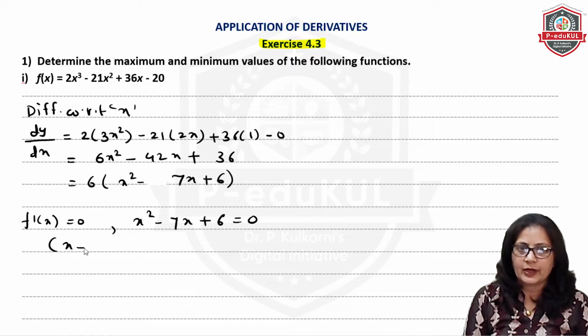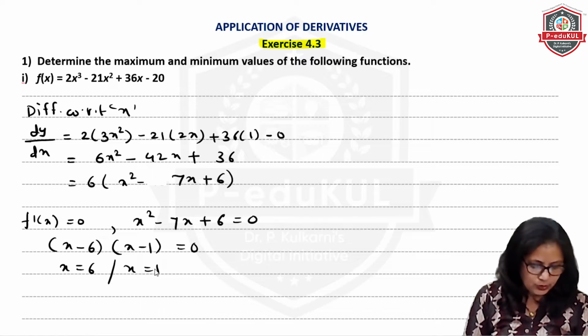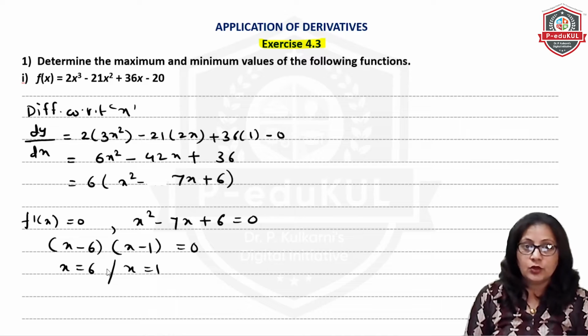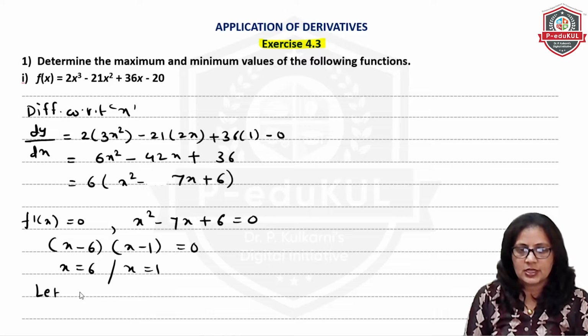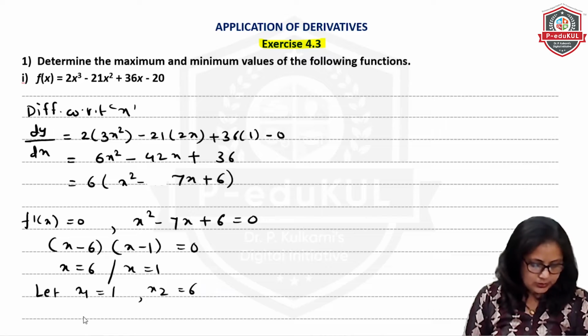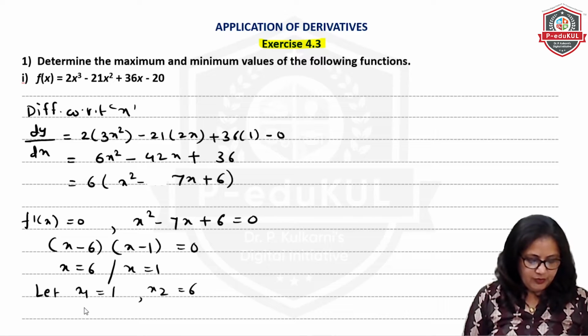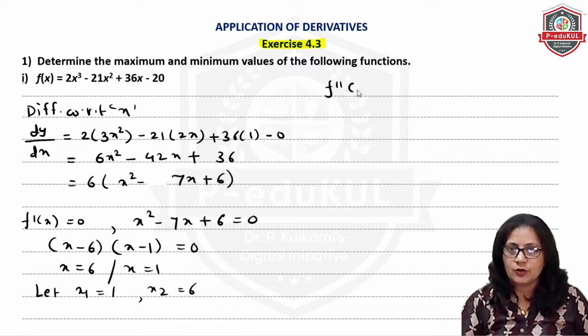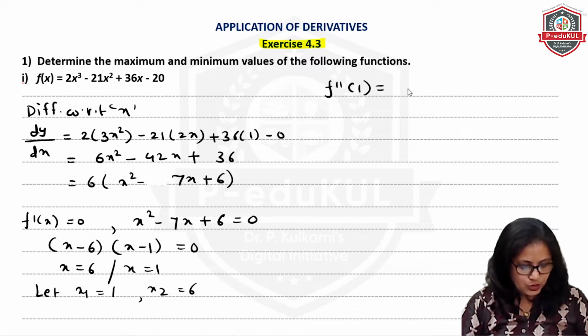Now you know how to do the factors. 6 ones are 6, 6 plus 1 is 7. So you will get the values of x as x is equal to 6 or x is equal to 1. Okay. Now once you get the values, these are the roots of this f dash x. So let this be x1 as 1 and x2 as 6. And now what will we do? We will find f double dash of 1.